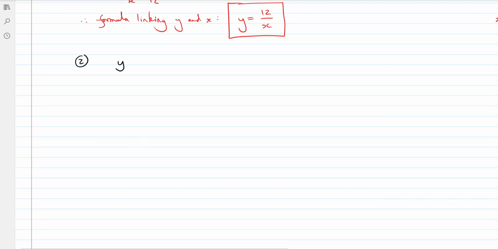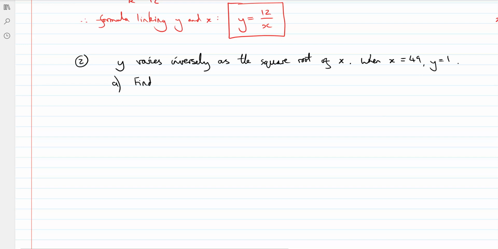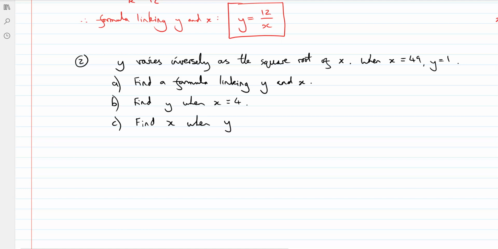So this time we'll have y varies inversely as the square root of x. When x equals 49, y equals 1. Part A, find a formula linking y and x. Part B, find y when x equals 4. And part C, find x when y, no, not when y equals 1, we used that before, didn't we? So I'll have when y equals 7.